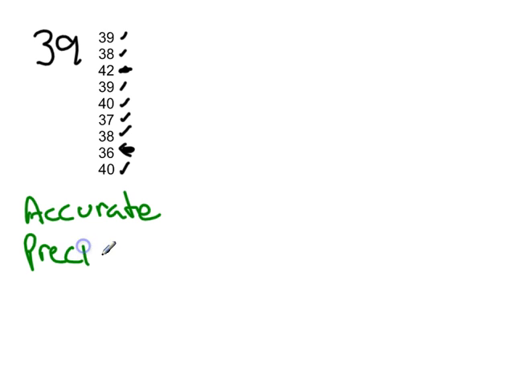Pretty good. Now, are they precise? Are they all close to each other? I would say so. The highest number is 42 and the lowest number is 36, so they're 6 away from each other. I think that's probably pretty good. So I would say that these numbers are accurate and they are precise.